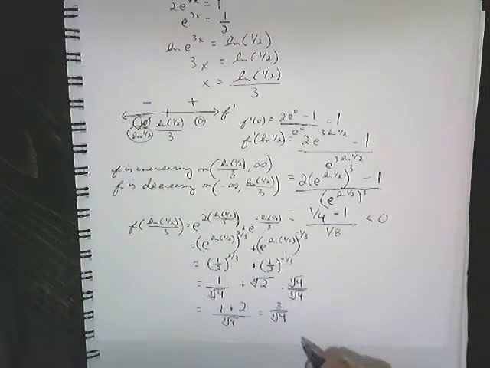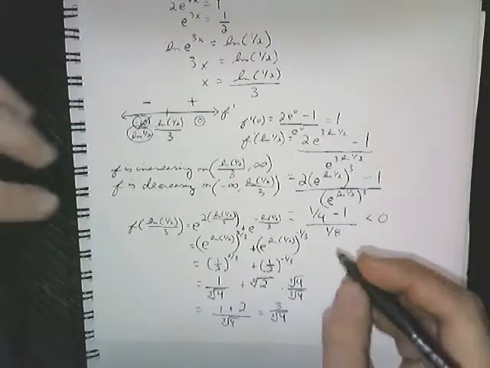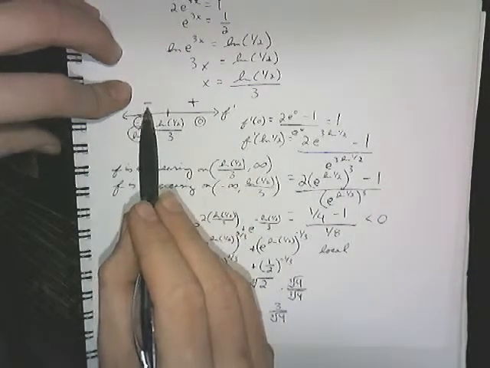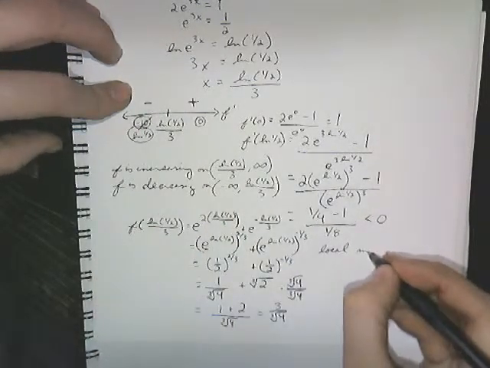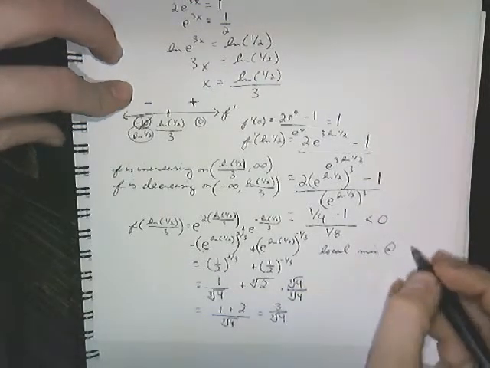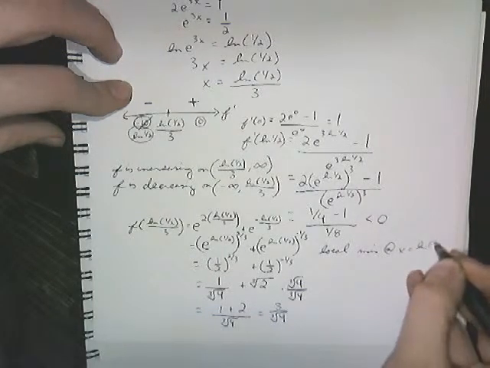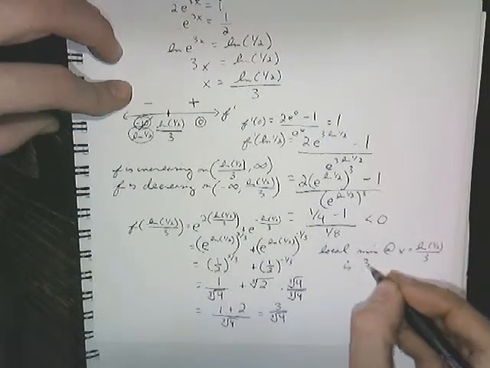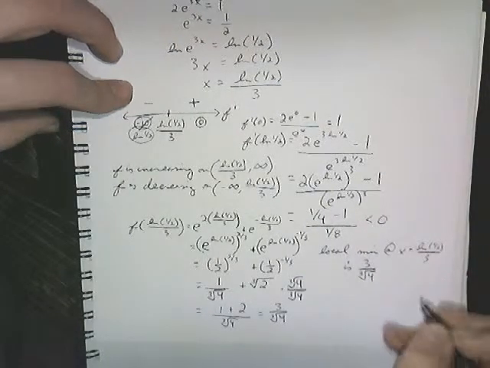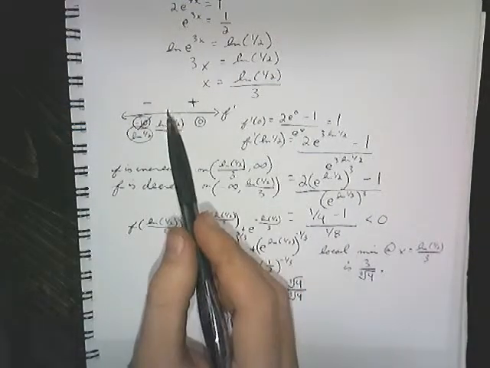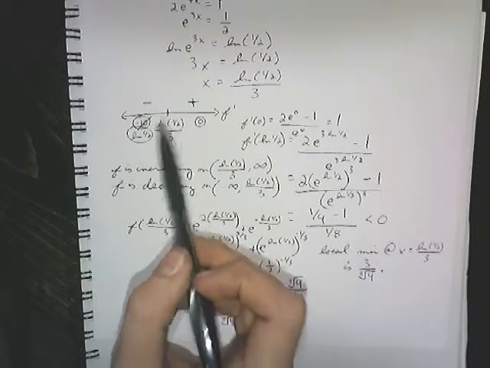And let's see what they ask us here. Identify the function's local and absolute extreme values. So we'll say that we have a local min, since the derivative changes from negative to positive, at x equals the natural log of 1/2 divided by 3. And that value is 3 over the cube root of 4. Thinking about the graph, that's the only extreme we have. Is this absolute though? What's the behavior of our function?